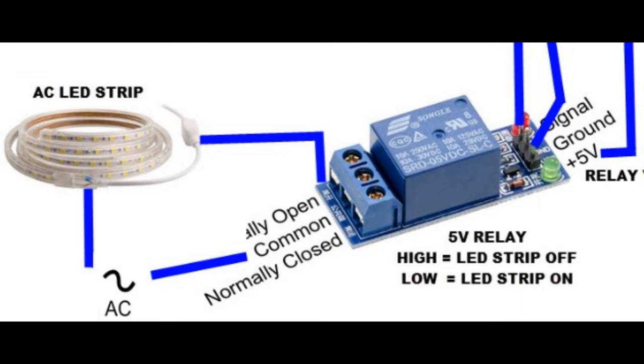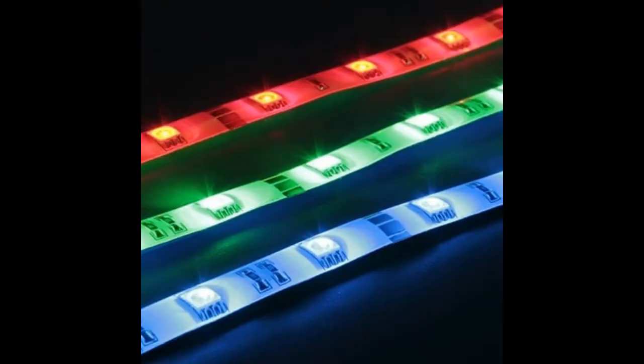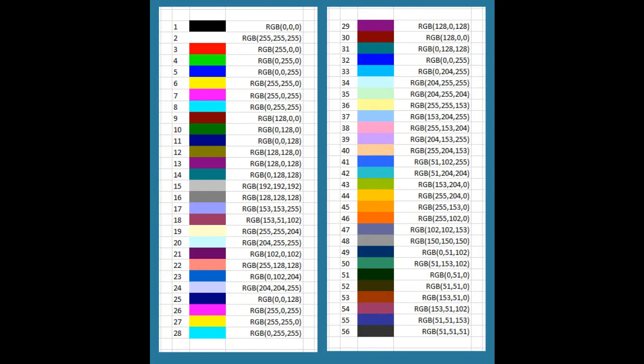We can control the power supply to the 3 color pins using relay to get desired color from the LED strip. We can use different color combinations to get color of our choice. Use RGB chart for reference to get the desired color.